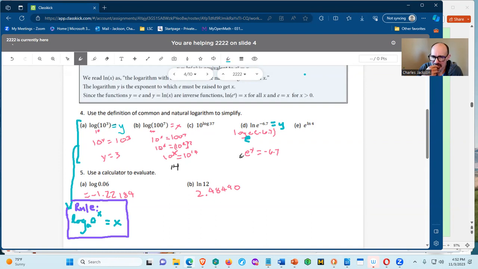Okay, not quite. We have log base e of e to the negative 6.7, and all of that equals y. So what's the equivalent exponential equation?